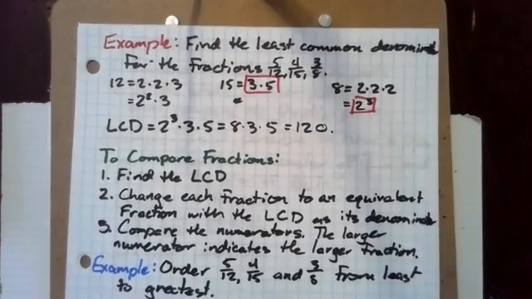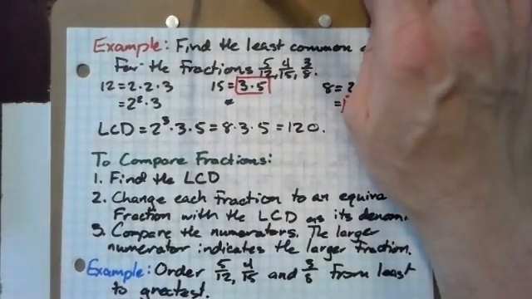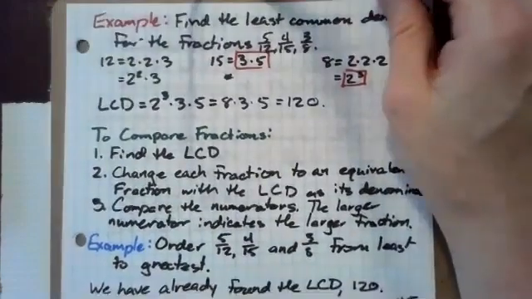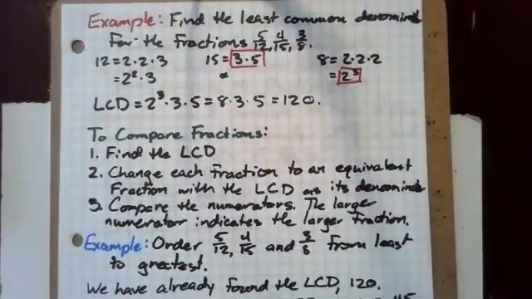Example: find the least common denominator for the fractions 5/12, 4/15, and 3/8. First we take 12 and divide it into its prime factorization. That's 2 times 2 times 3, or 2 squared times 3. We take 15 and do the same and get 3 times 5. And we take 8 and do the same and get 2 cubed.